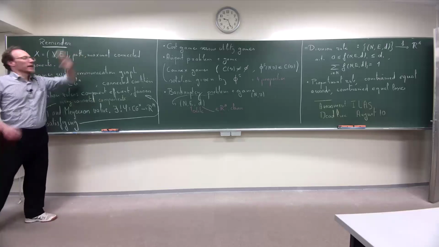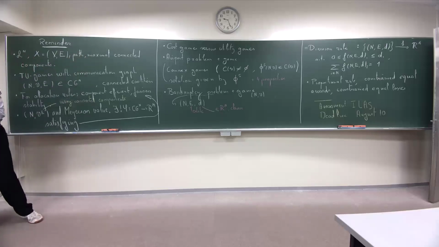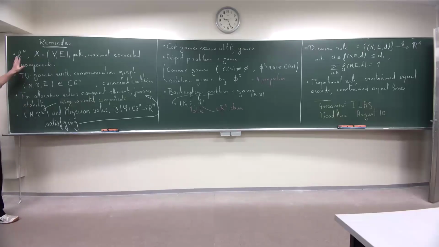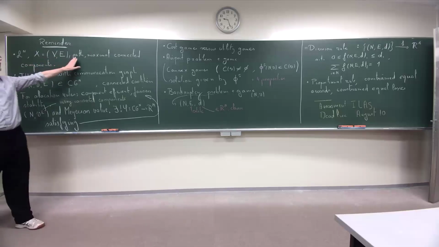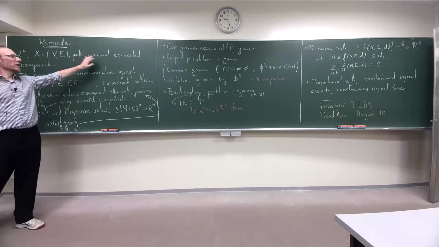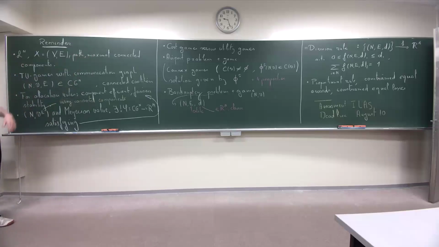Okay, last week, let me quickly remind you what we have seen. We first introduced some graphs with n vertices. This is a set of all simple graphs with n vertices. A graph is a set of vertices and a set of edges. And I introduced or recalled the notion of path, maximal connected components, and so on.